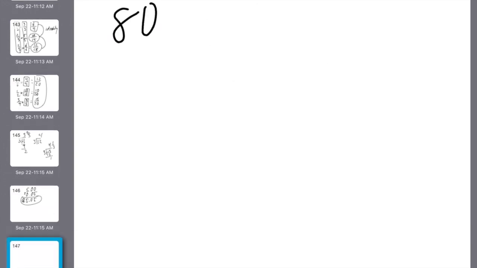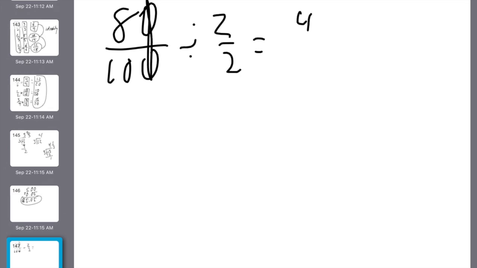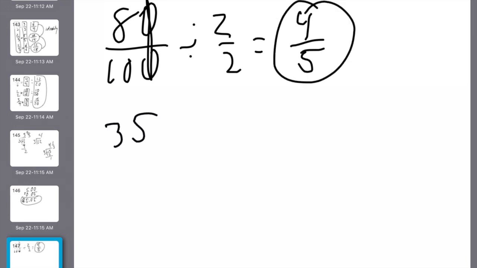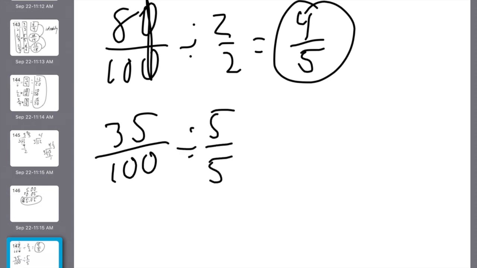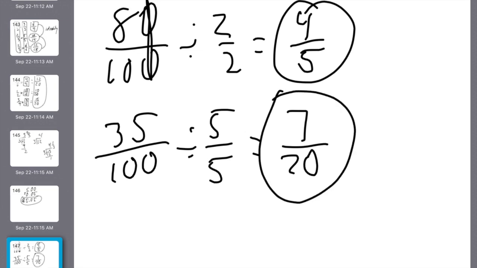So we remember, percents always mean out of 100. Chop a 0. They're both even, so I divide by 2. I get 4/5. Memorize it. The last one is 35 over 100. I'm going to divide by 5 because they end in 5 and 0. 35 divided by 5 is 7. 100 divided by 5 is 20. I look and say, can I reduce that? No. 7/20. C, sketch and shade a circle to show your answer to A.